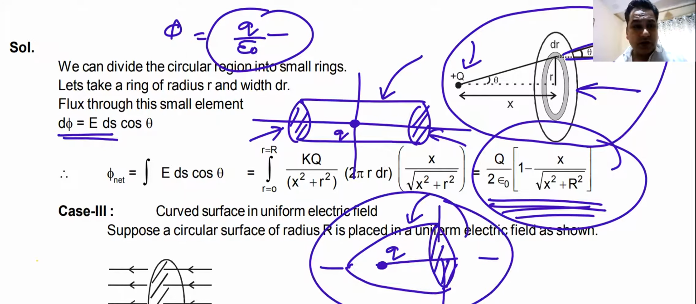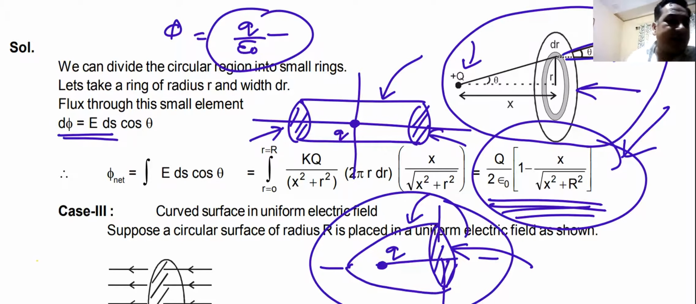Total flux will be q by epsilon naught. Subtract the flux of this circular part, which will be given by this formula. Remember this formula. Subtract it from the total q by epsilon naught, and you will get your final answer. Do we understand this? Any question of this matter has to be done in this way. Got it?